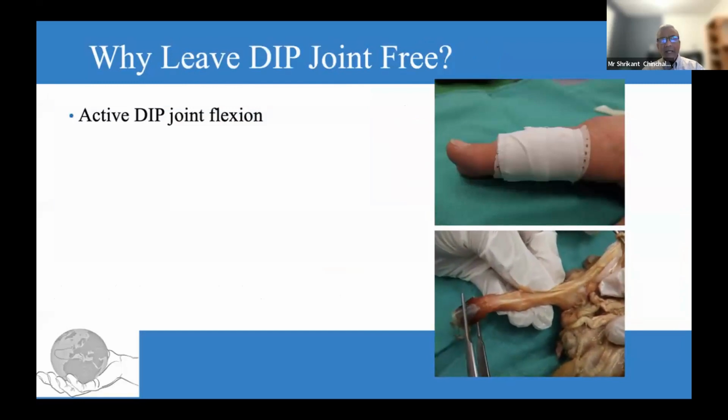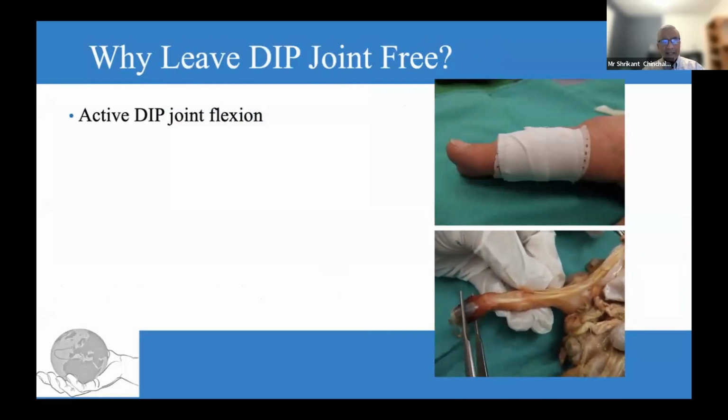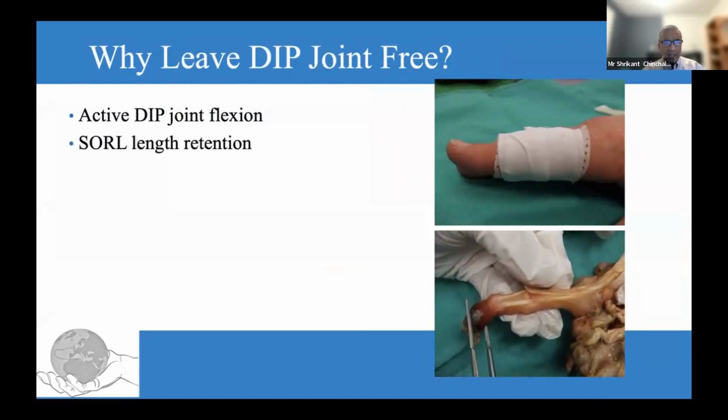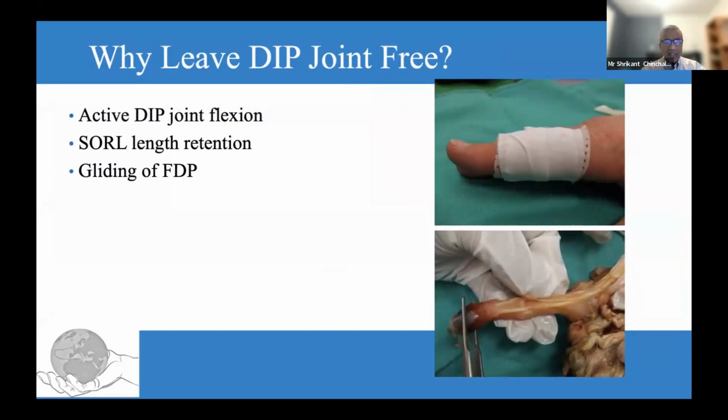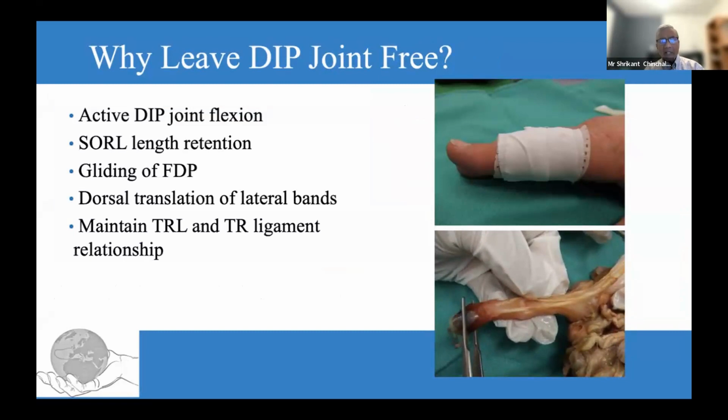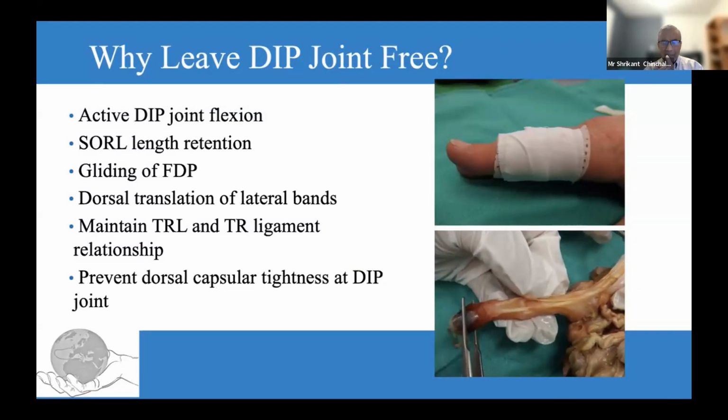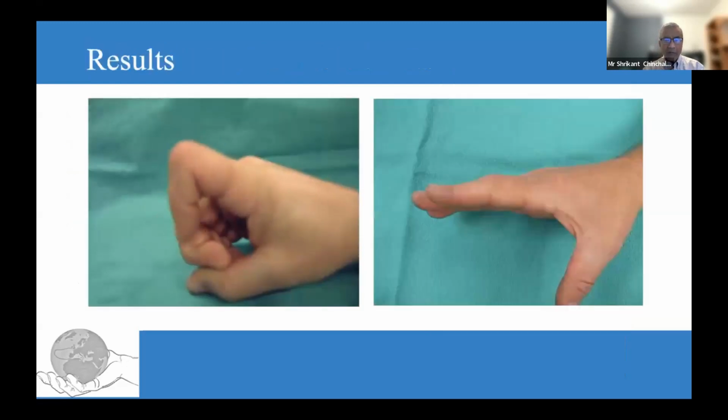The advantages of leaving the DIP joint free is when the patient performs DIP joint flexion, then spiral oblique retinacular ligament length is retained. The flexor digitorum profundus glides proximally as well as distally. There's a dorsal translation of lateral bands. It maintains the relationship between transverse retinacular ligament and triangular ligament. It also prevents dorsal capsular tightness at the DIP joint. You can see there are many advantages by placing the PIP joint in neutral and allowing the person to perform DIP joint extension and flexion.